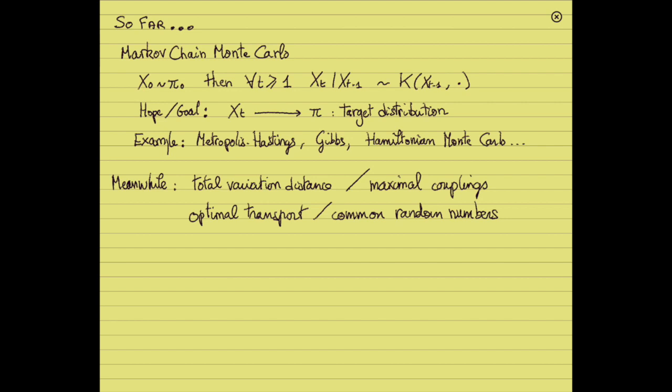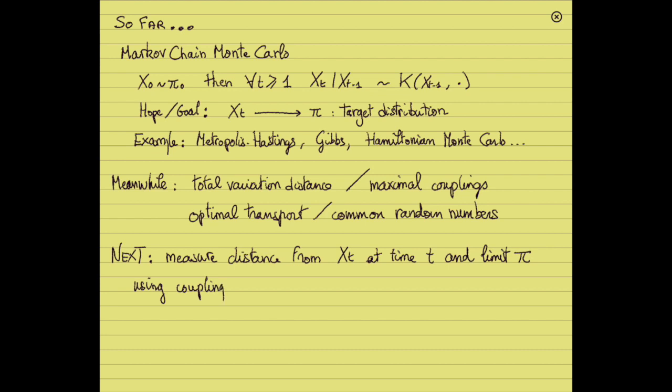So in the next chapter, chapter 3, starting from this video, we'll measure the distance between the stationary distribution and the Markov chain at step t. So the distance from xt to its limiting and stationary distribution, denoted by pi. And we're going to measure that distance in total variation or using the Wasserstein distance. And so for that, we'll use couplings of Markov chains this time.